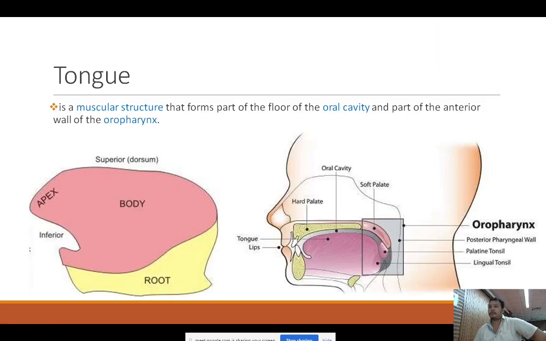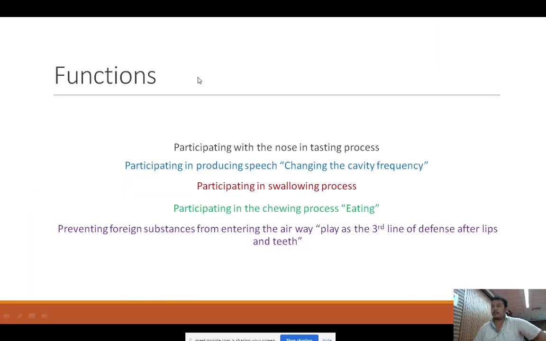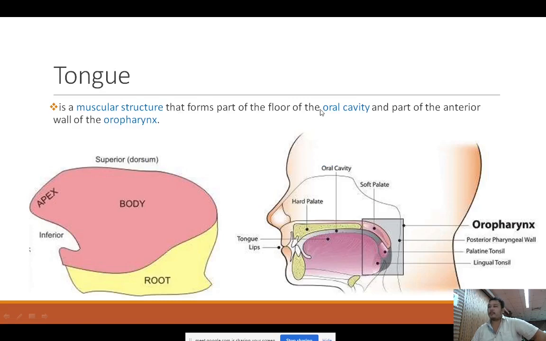Start with the tongue. The tongue is a muscular structure. We know that. It forms a part of the floor in the oral cavity, and also part of the anterior wall of the oropharynx. So the tongue, as you can see, has different parts.